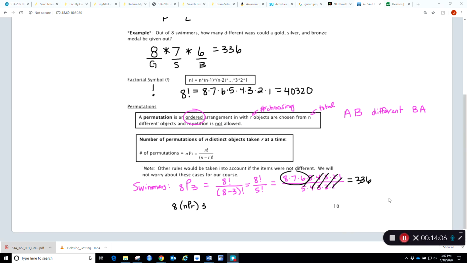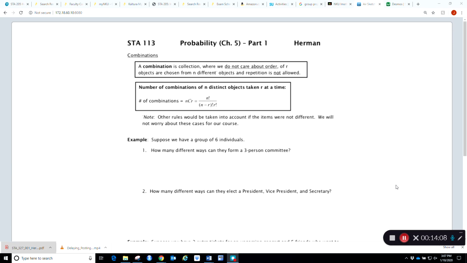So now let's talk about how a combination works. A combination is a collection where we do not care about order. That's our first and only important distinction here between a combination and a permutation. We do not care about order. R is still the number of objects we're choosing, and N is our number of total items that we have. They still are different objects, and repetition is still not allowed.